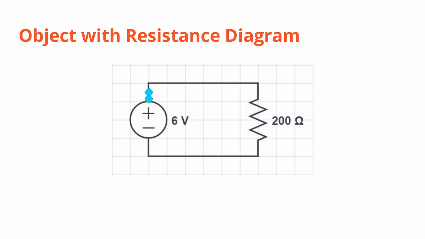What happens in this diagram is that the voltage source will push electric charges in the wire with a value of 6 volts. However, this 200 ohm resistor will resist this flow. This means electric charges will flow slower than if there were a smaller resistor or no resistor at all.